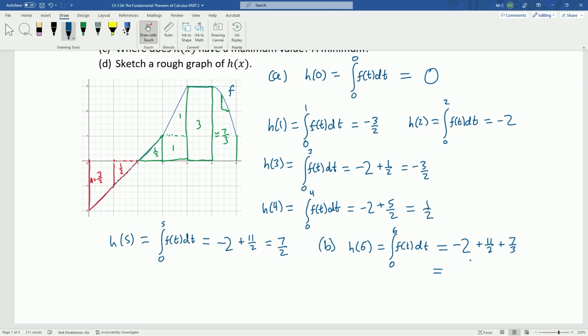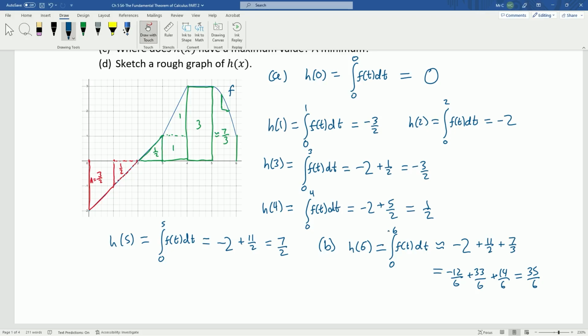And so let's go ahead and find a common denominator, which would be 6. This would be -12/6 plus 33 over 6 plus 14 over 6. That's going to be, let's see, 47 minus 12. That would be 35 over 6. And again, I should specify that this integral is just being approximated here since we had a function that wasn't just a bunch of straight lines anymore.